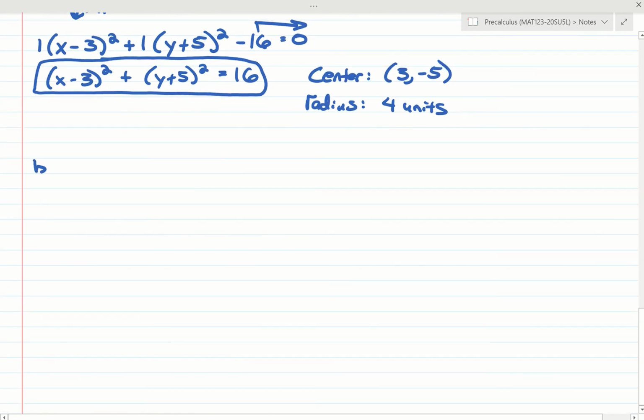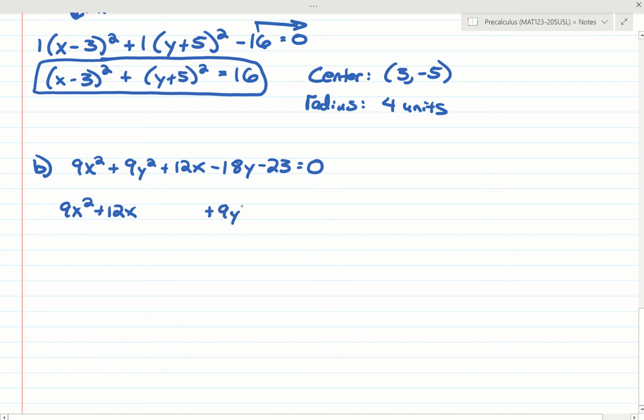Okay, so our last example, what if we had 9x squared plus 9y squared plus 12x minus 18y minus 23 is equal to 0. First step is let's isolate all the x's. Then we'll factor out the leading coefficient. Factor just means divide, right? So we're just dividing each of these by 9.